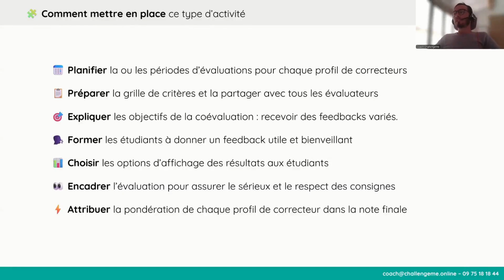Choose the options for displaying results to students. So here, do we decide to show students only the feedback, or do we also show them the grades they've received? So these are choices you can make. On change.me, you'll be able to check the options that interest you. In case of re-evaluation, to ensure seriousness, and then assign a weighting for each type of grader in the final grade. So as I mentioned earlier, depending on the student's maturity in their ability to assess, you can give more or less weight to the grade they gave themselves in the final grade.